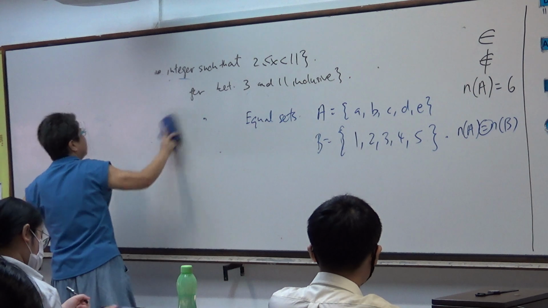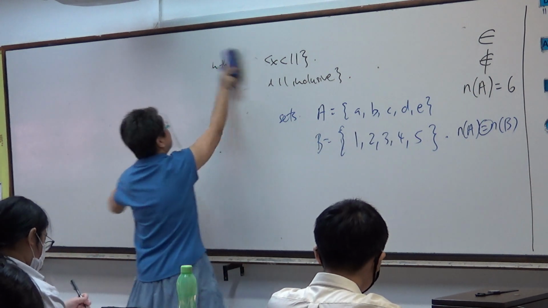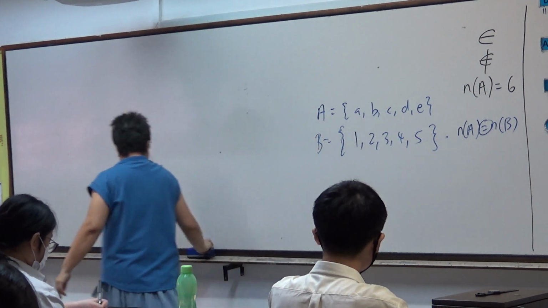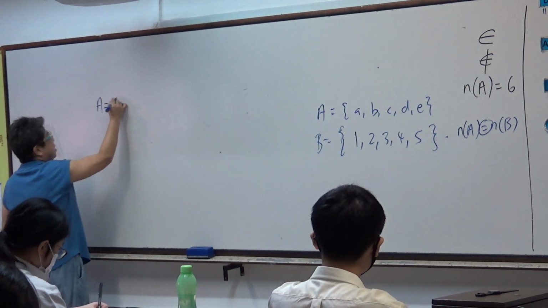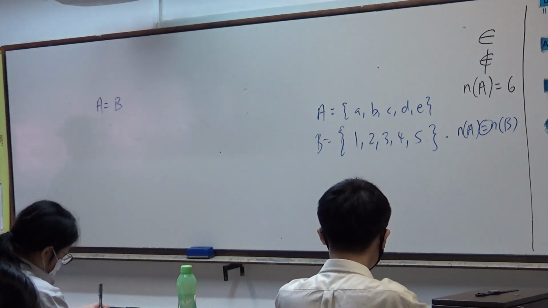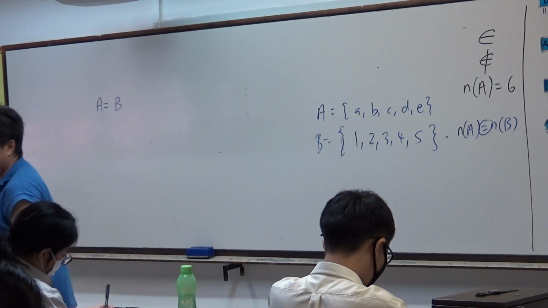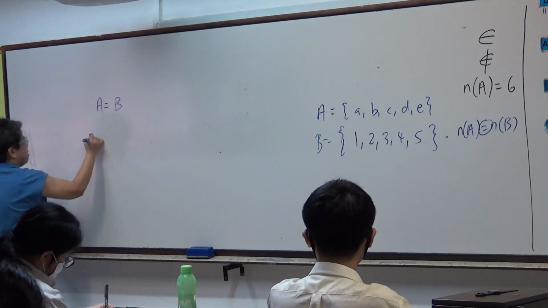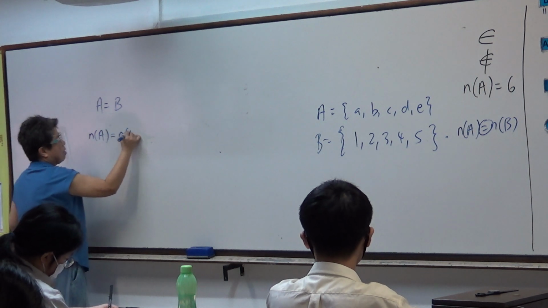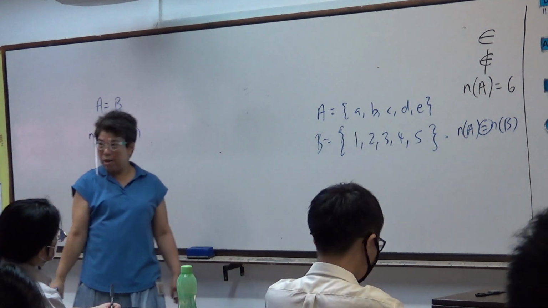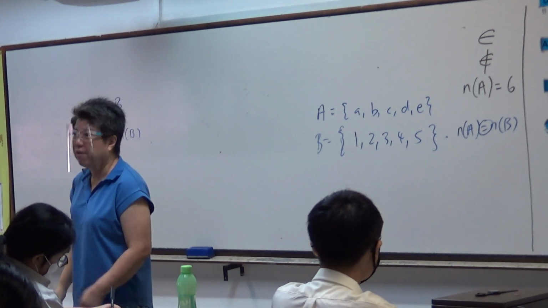Even if you go to college, it's also like that. If I tell you that set A is equal to set B, what do I mean by that? The two sets are exactly the same, right? That will imply that the number of elements in A will be the number of elements in B, correct?